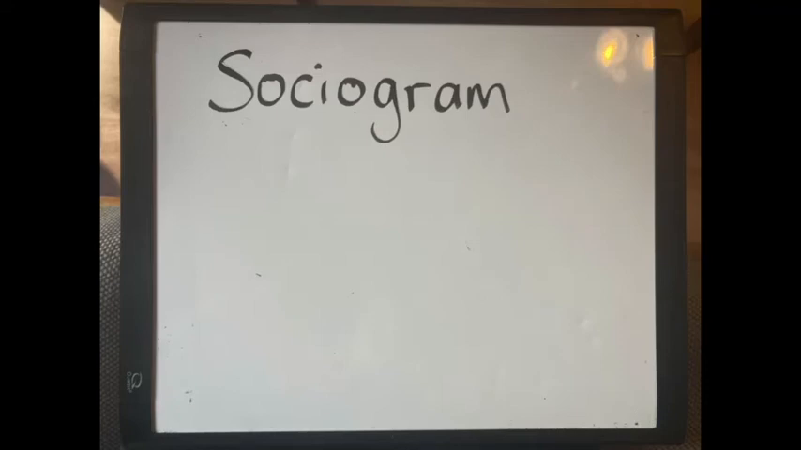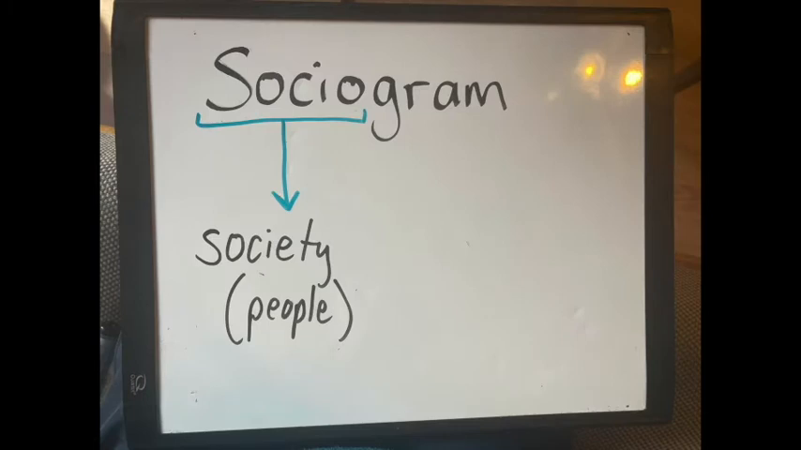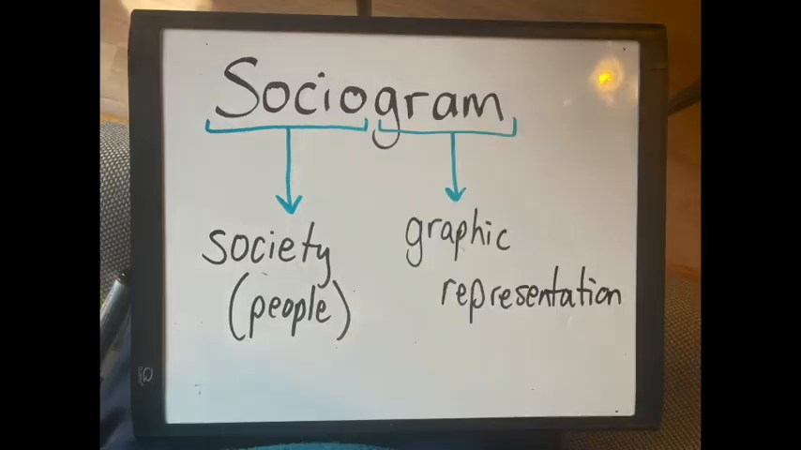Today we're going to be looking at what a sociogram is. To really understand what a sociogram is, we just got to start by looking at the word itself. The first part of the word sociogram refers to society or people. The second part, gram, is just referring to a graphic representation of something, so a diagram or some sort of graph.